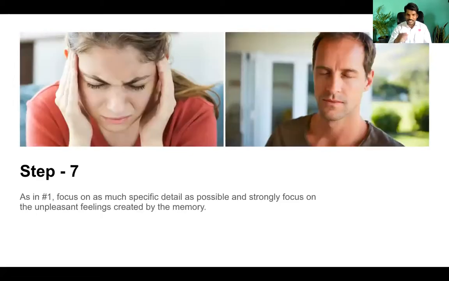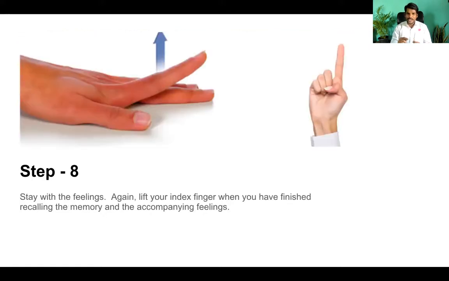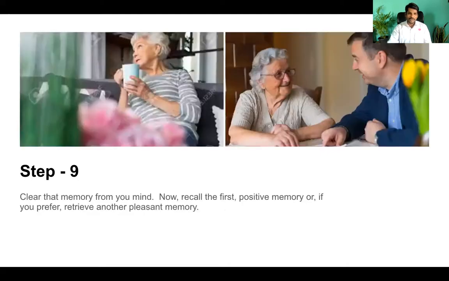Okay. Once that is done, as in stage 1, focus on as much detail as possible, as strongly. Focus on that unpleasant feeling created by the memory they had. Once they have done so, they have to stay with that feeling. Again, they have to lift their index finger, which means they finished recollecting that memory, which accompanies the negative feeling also. The first one, they started with the positive feeling. Second, now started with the negative feeling. You come to know that. And the next step is to clear that memory from your mind. For example, the second one you want to clear.